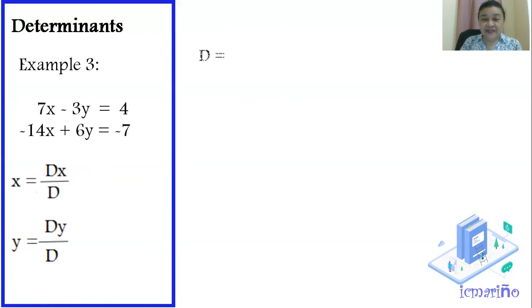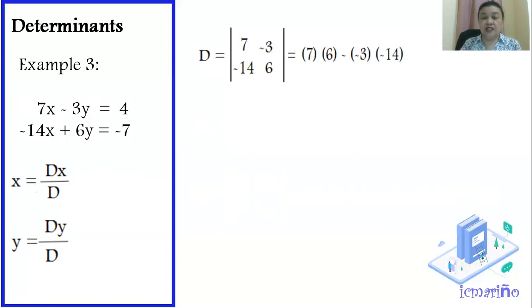Okay, let us see. Let us solve for D. Coefficients of x, 7 and negative 14. Coefficients of y, negative 3 and 6. Multiplying 7 times 6 minus, don't forget, isusubtract yung sulod na diagonal. Okay? Negative 3 times negative 14. 7 times 6 equals 42 minus 42. Okay? Because negative 3 times negative 14 is negative 42. Kasi minus. Okay? Ngayon, that is equal to 0.